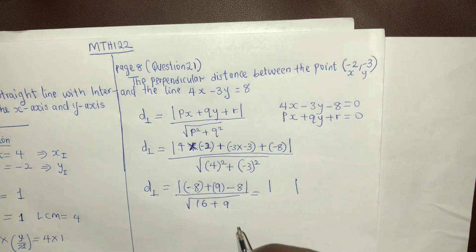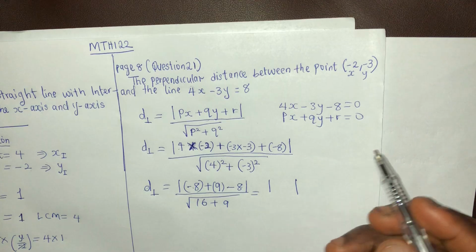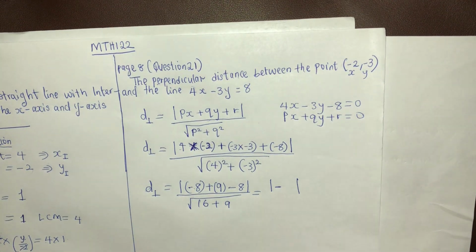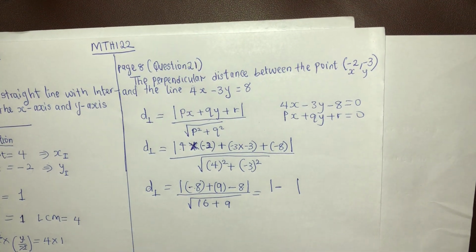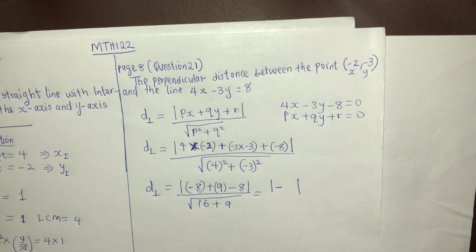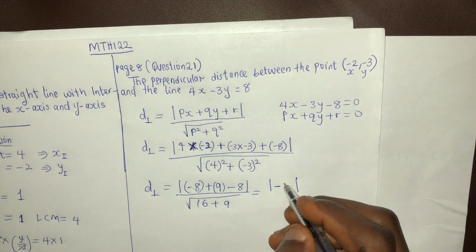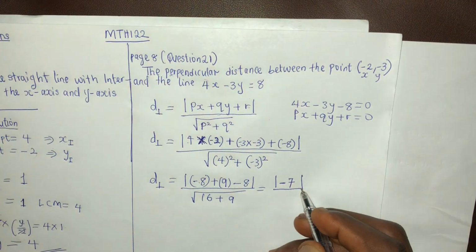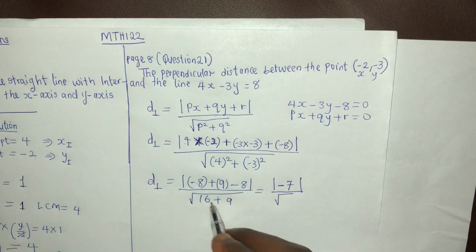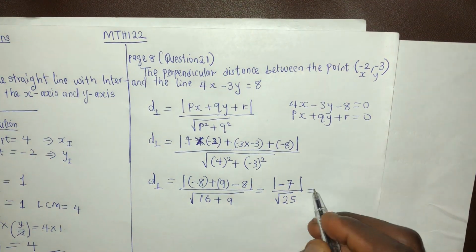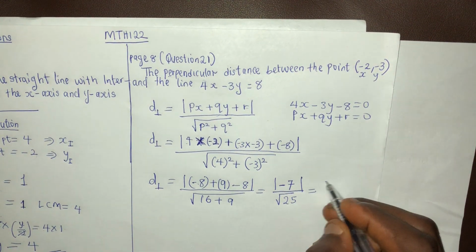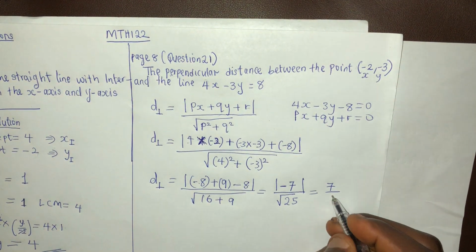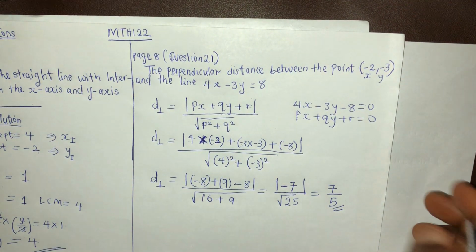So minus 16 plus 9, we have minus 7. You see the reason I said that the absolute value is very, very important, because you might be getting a minus sign. All over the square root of 25. And the absolute value of minus 7 is 7, and the square root of 25 is 5, and here is our answer. So it's as simple as this.